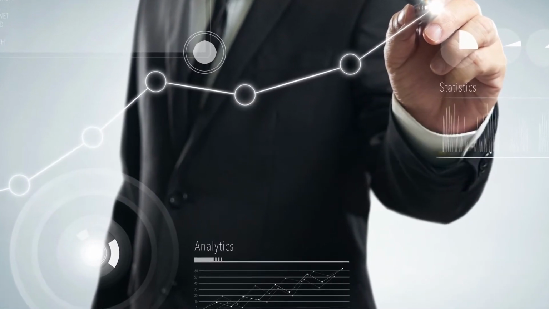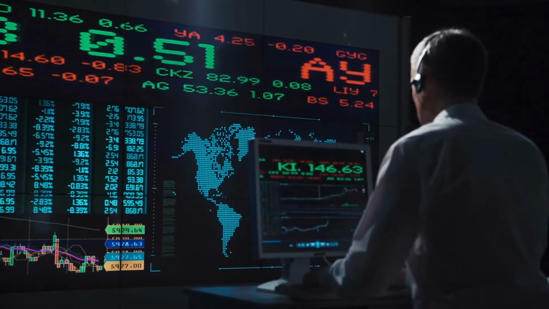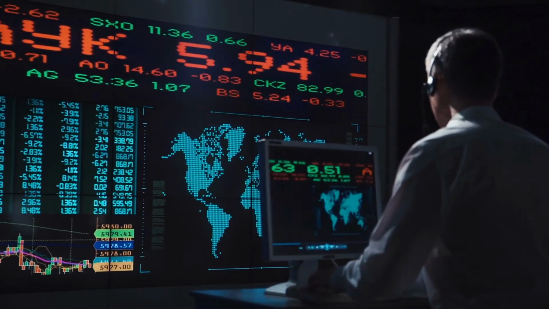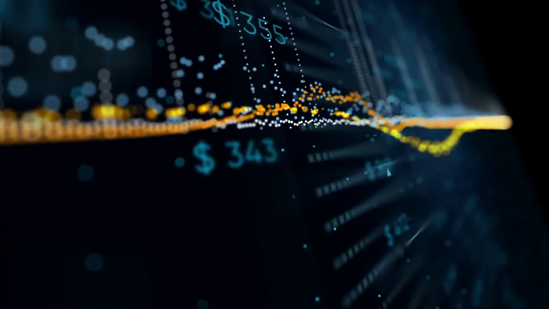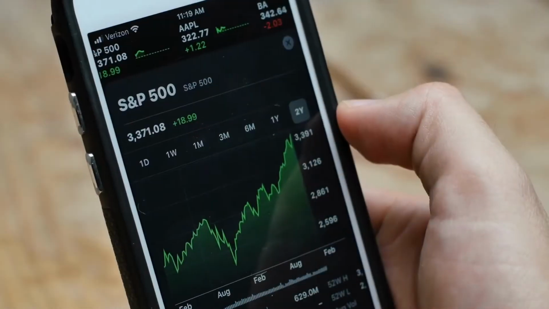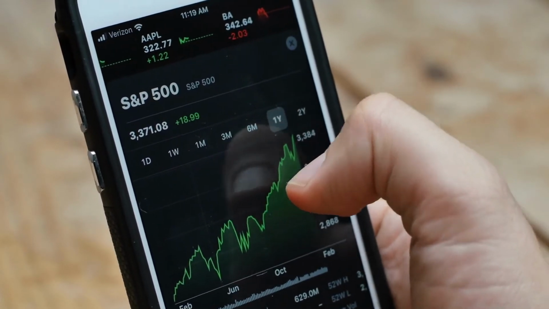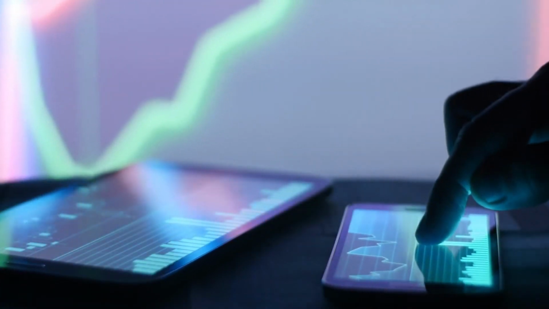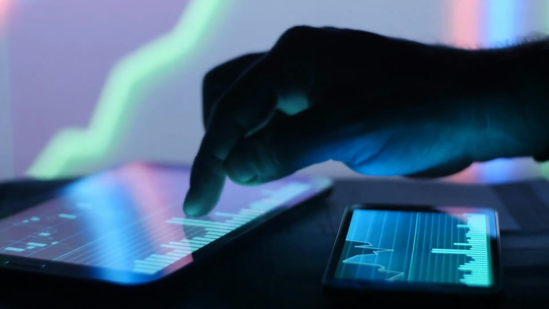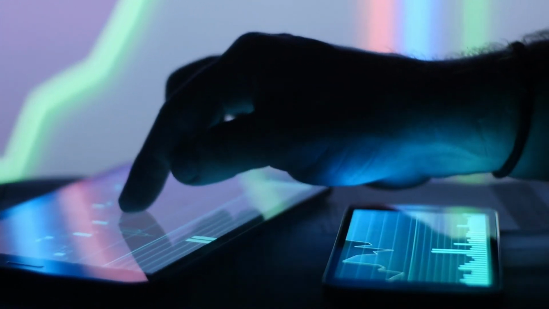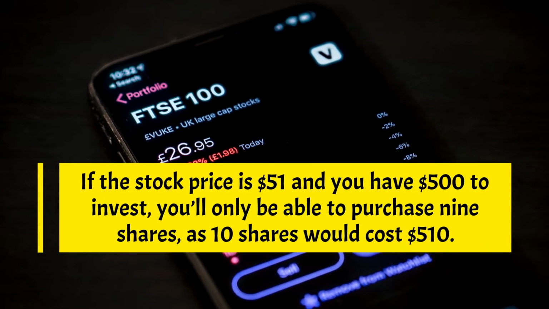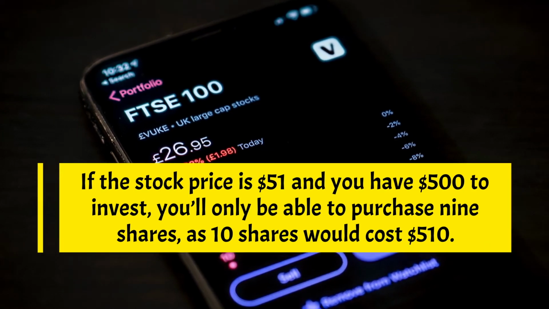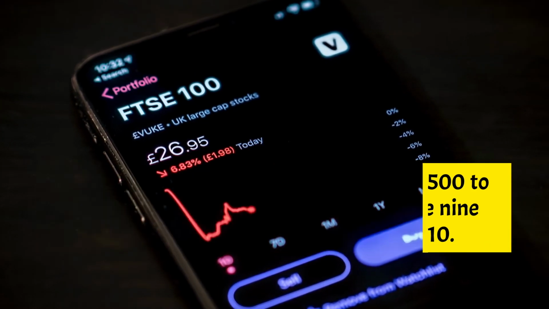You could buy fractional ETFs that track stock indices such as SPY. With only one share, you get exposure to hundreds of stocks. But your profits, in actual dollars, would be proportionate to your investment. You need to bear in mind that cheap stocks do not always make good buys. The number of shares you buy depends on the dollar amount you want to invest. In another way, if the stock price is $51 and you have $500 to invest, you'll only be able to purchase 9 shares, as 10 shares would cost $510.